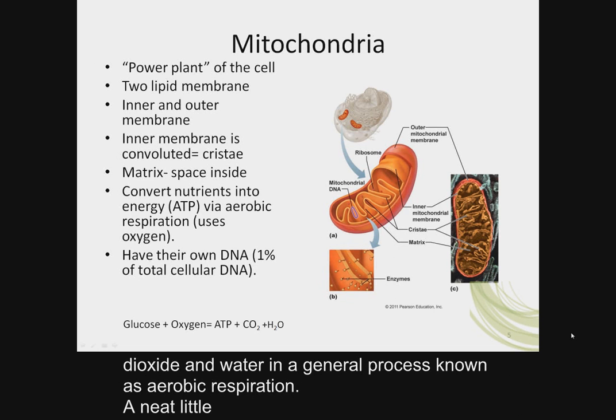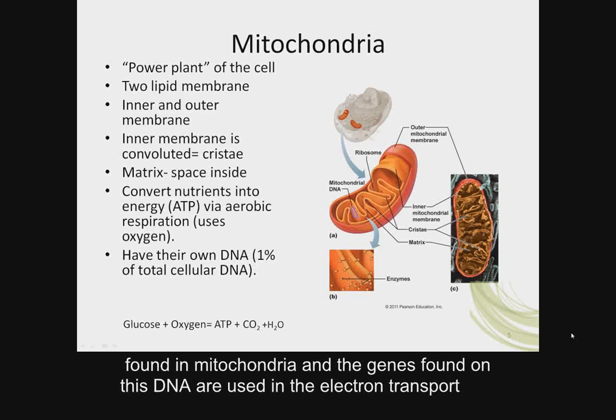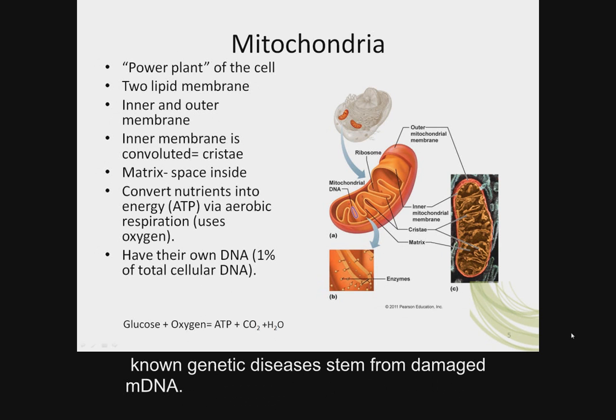A neat little fun fact is that mitochondria have their own circular DNA. 1% of the total cellular DNA is found in mitochondria, and the genes found on this DNA are used in the electron transport chain, or for protein synthesis in the mitochondria. The genes on mitochondrial DNA can be mutated, and known genetic diseases stem from damaged mitochondrial DNA.